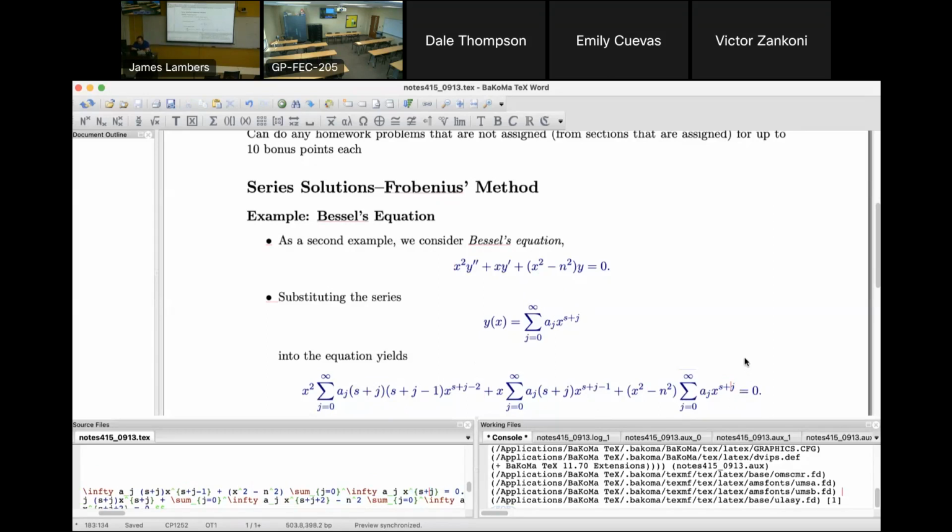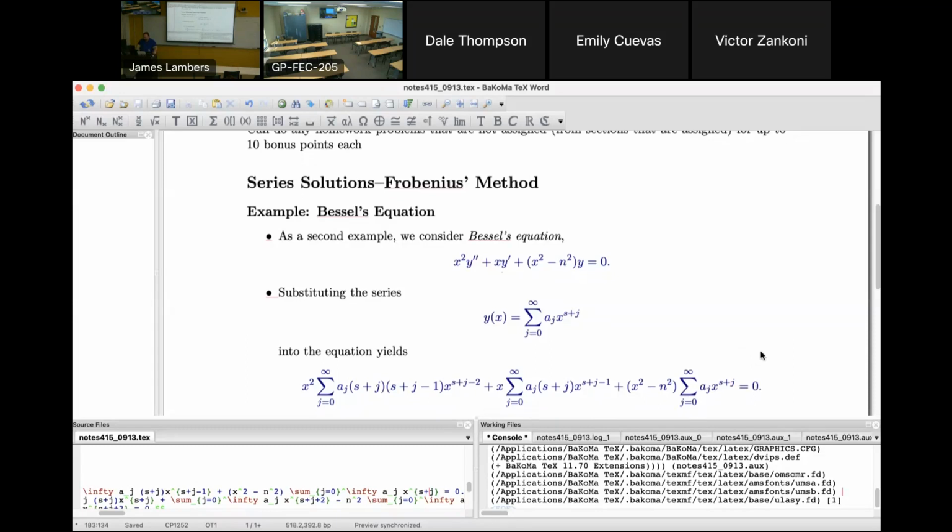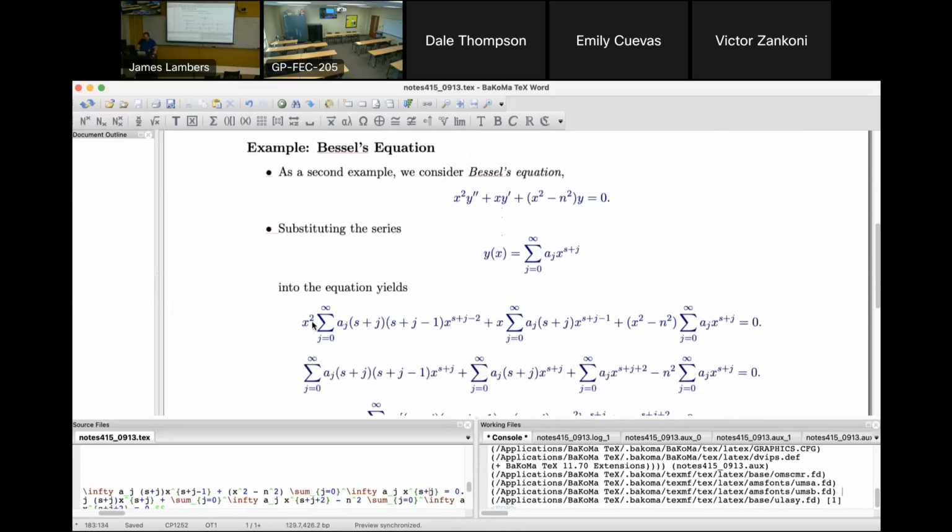But I need to get this into a form where I can try to solve for the coefficients. That means what we want is as much as possible one summation, where all the coefficients in that summation must be 0, because the right-hand side is 0. So I'll take the x squared and distribute it through the second derivative. That's just going to change this exponent here. Same thing for the first derivative term. Just take the x and distribute it.